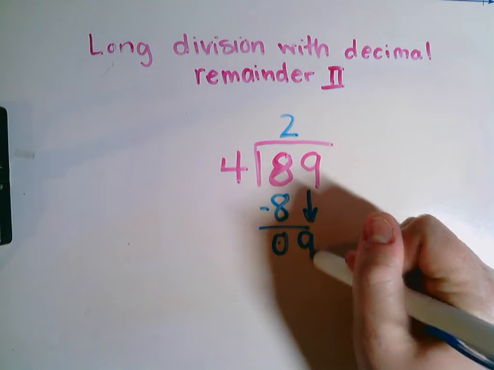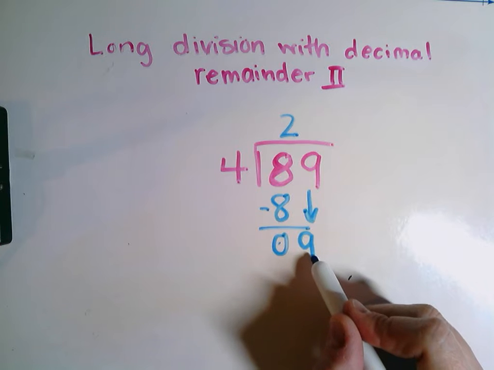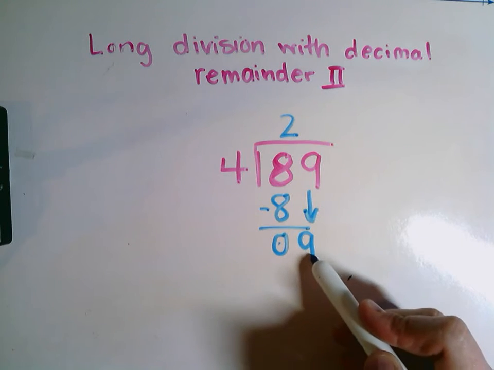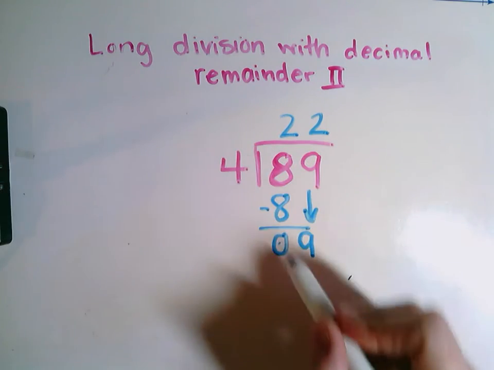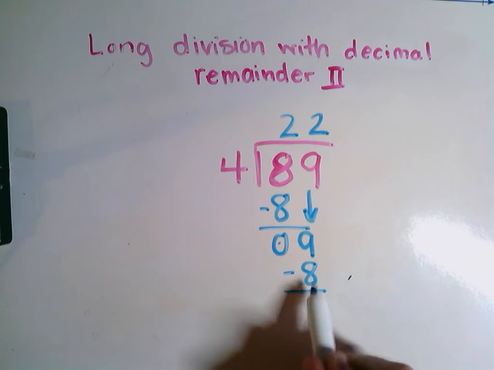And now I have a 9. Well, what times 4 is going to get me close to 9? Well, it's still 2, right? 4 times 2 is 8. 4 times 3 is 12, and I don't have 12. I only have 9 here. So I'm going to put my 2 up here. 2 times 4 is 8. And then when I subtract, 9 take away 8, I have 1.